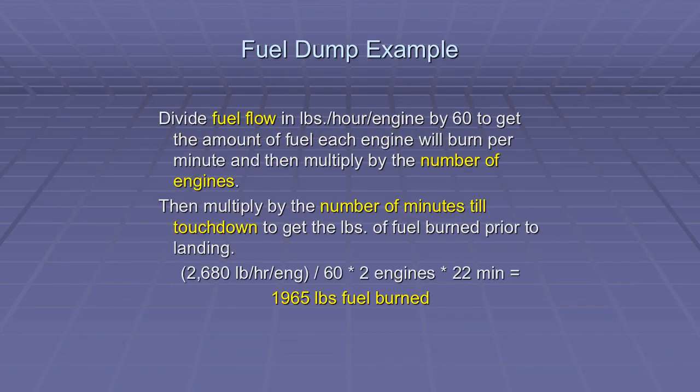Next, we will divide the fuel flow in pounds per hour per engine by 60 to get the amount of fuel each engine will burn per minute, and then multiply by the number of engines. Then we will multiply by the number of minutes till touchdown to get the pounds of fuel burned prior to landing. Each engine burns 2,680 pounds of fuel per hour, divided by 60, multiplied by 2 engines, multiplied by 22 minutes, equals 1,965 pounds of fuel burned until touchdown.